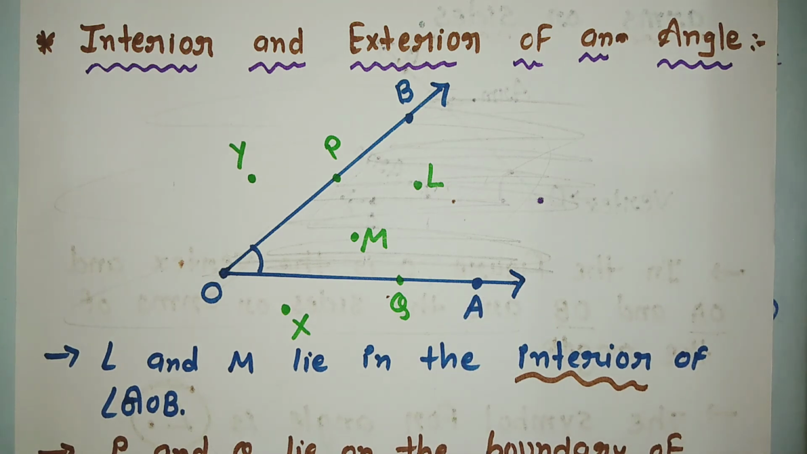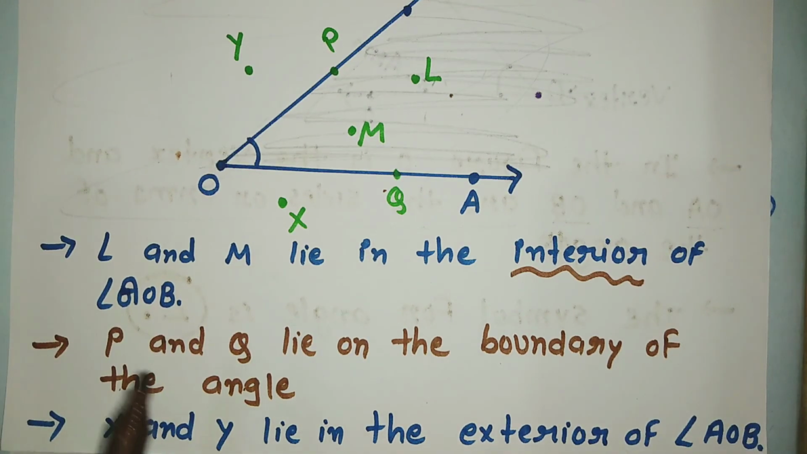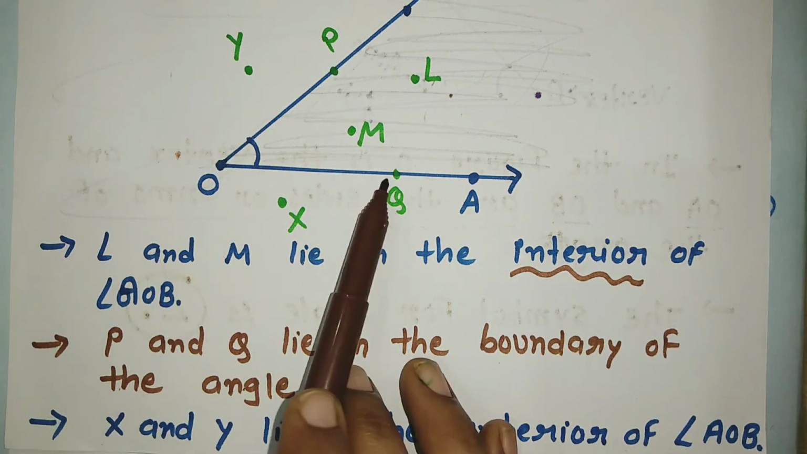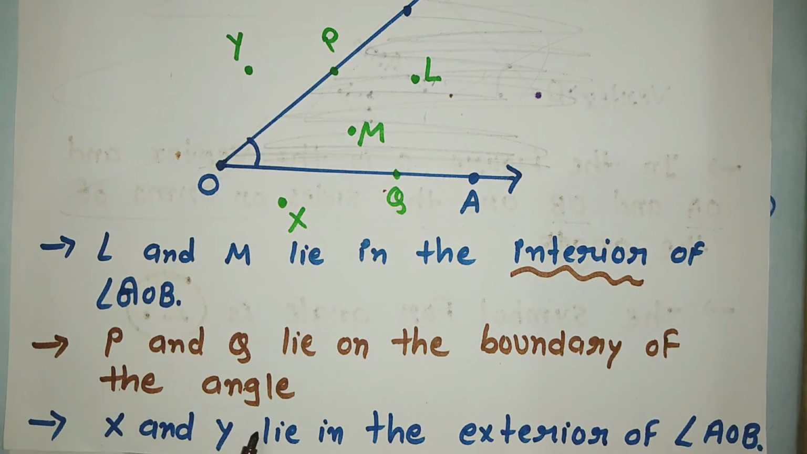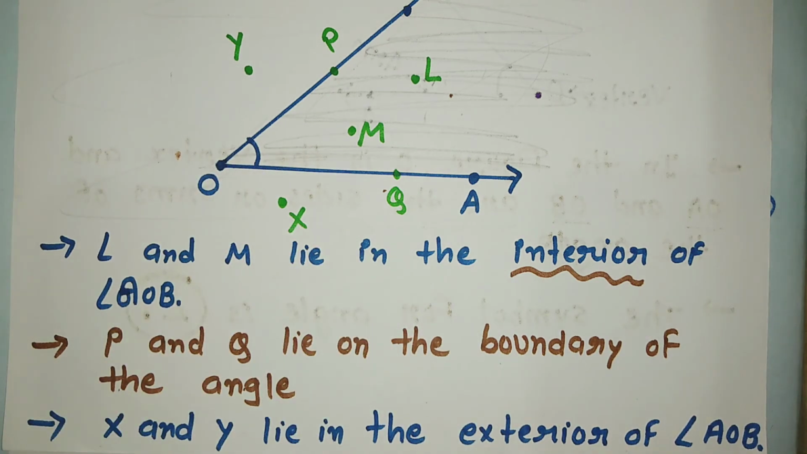And which are the exterior points? Here P and Q lie on the boundary. X and Y. This X and this Y lie in the exterior of angle AOB. These two points are in the exterior of angle AOB.